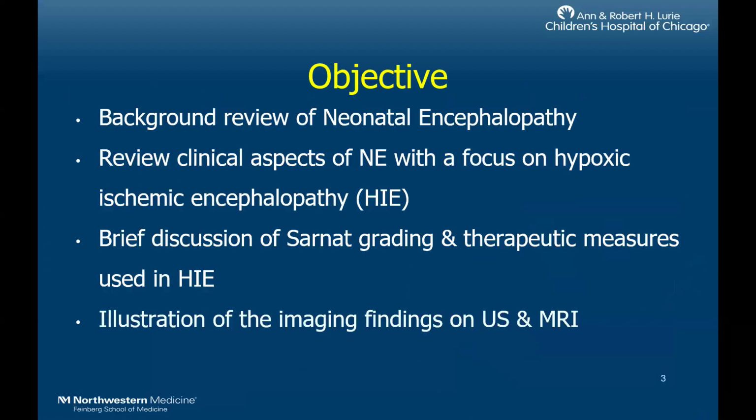Right, no disclosures. So the aim of my talk is we're going to review what is neonatal encephalopathy. Then we're going to review the clinical aspects related to NE with a focus specifically on HIE, or hypoxic ischemic encephalopathy. Then we're going to go through a brief discussion of SANET grading and cooling and therapeutic measures used in HIE. And then we'll illustrate some of the imaging findings that we can see using ultrasound and MRI.